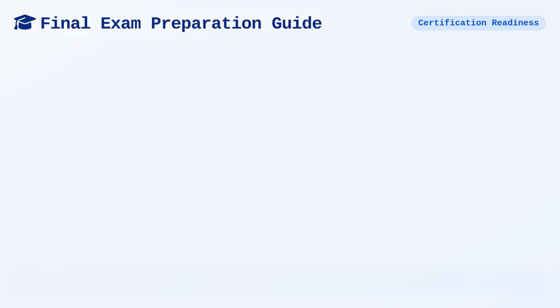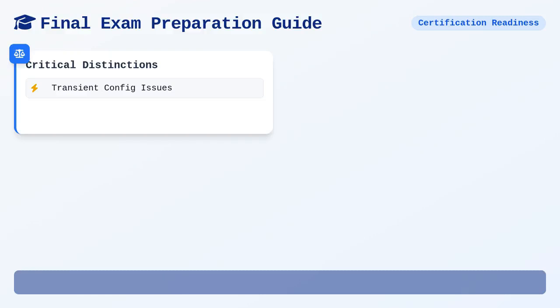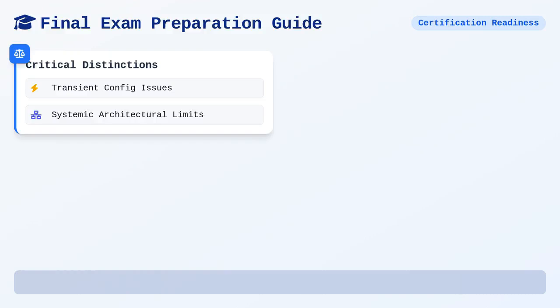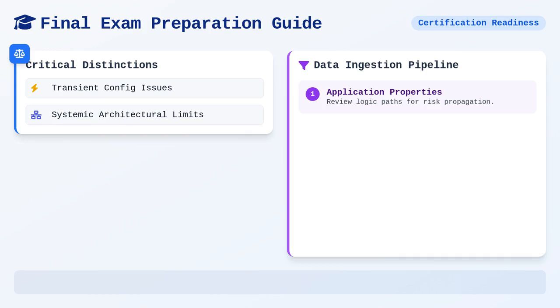As you prepare to sit for the exam, ensure you have a firm grasp on the distinction between transient configuration issues and systemic architectural limitations. Focus your review on the application properties and the specific logic paths that dictate how vulnerability risk is propagated through the system. Pay attention to how the system handles duplicates and how data is filtered during the ingestion phase, as these are frequent areas for technical nuance in certification questions.